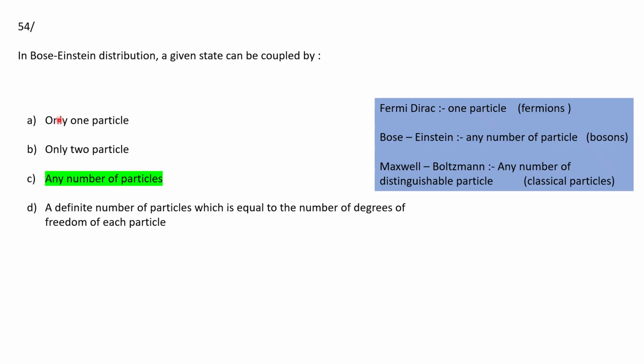Okay, so option A says only one particle, option B only two particles, option C n number of particles, option D a definite number of particles which is equal to the number of degrees of freedom of each particle.